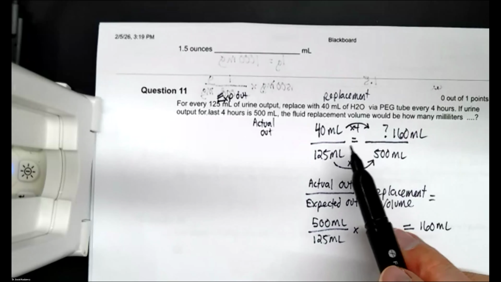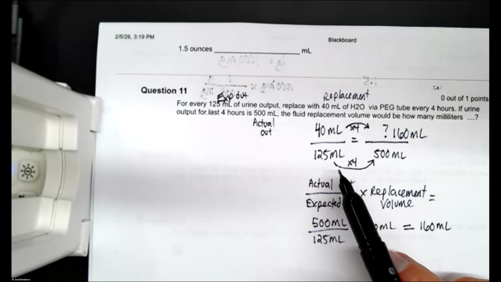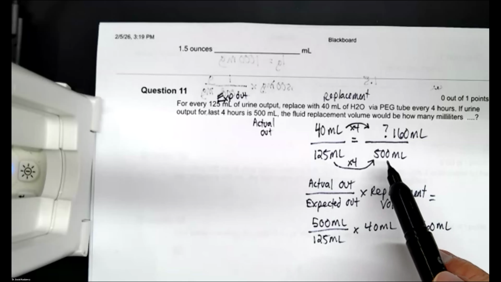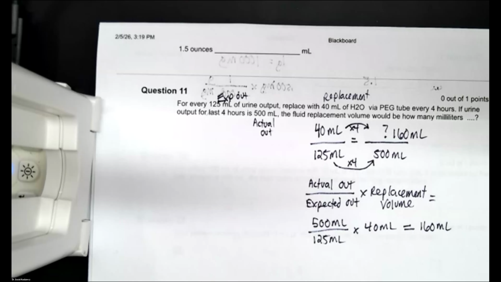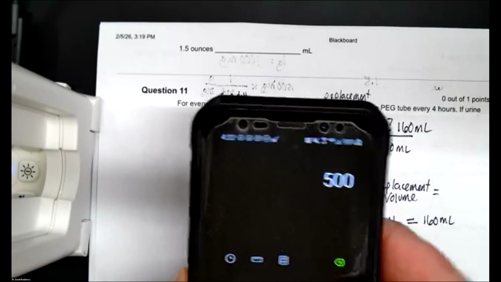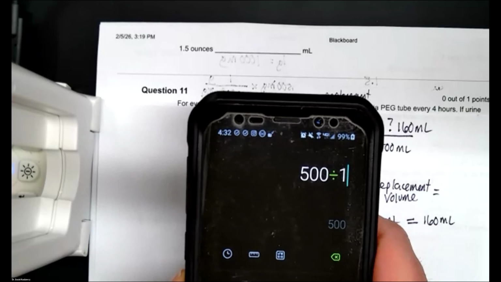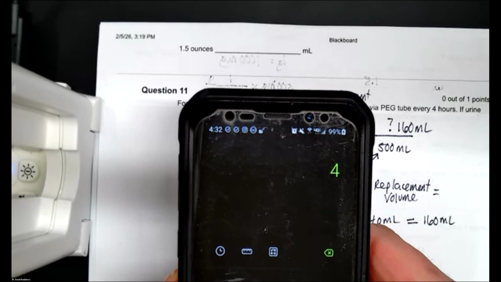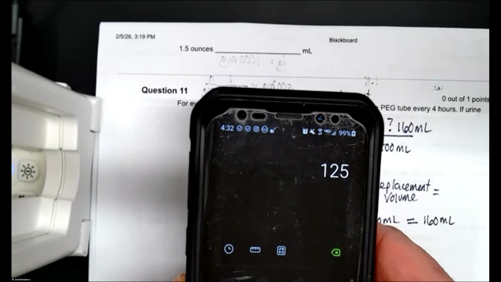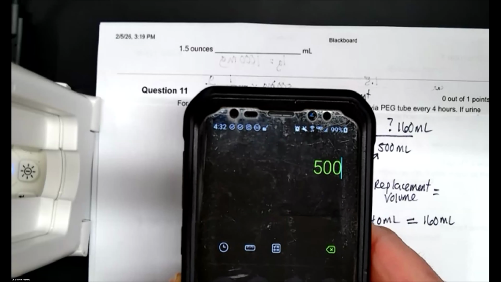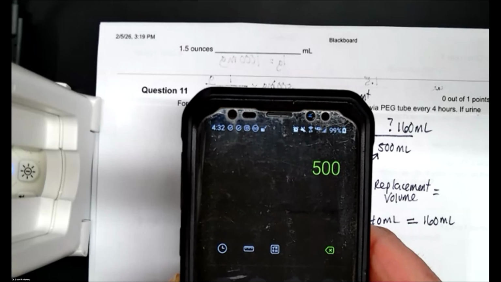I think a lot of students do better seeing this, because you can kind of see the conversion. And if you're wondering how I figured out times 4, the simple way of doing that is take the bigger number. So take the 500 divided by 125, and that's where the number 4 comes from. And then you can confirm it: 125 times 4, and you can see we get 500. So you have a couple of ways to get to that answer, okay?